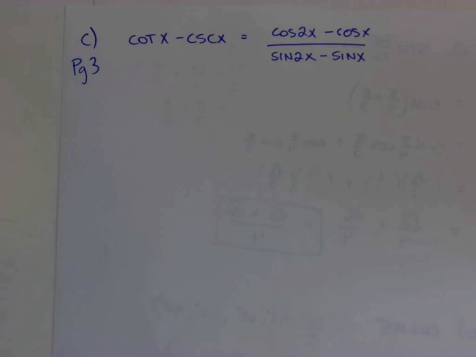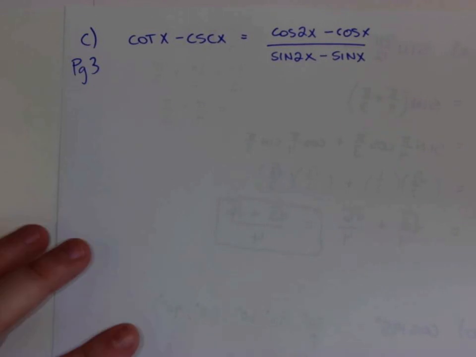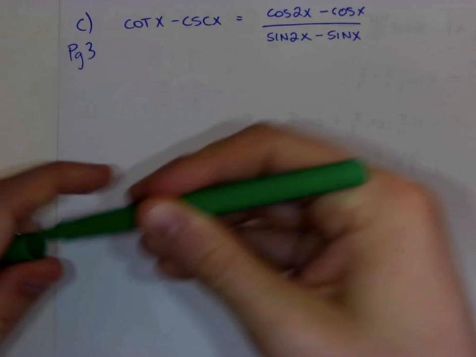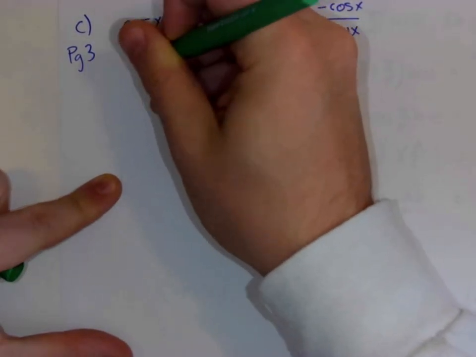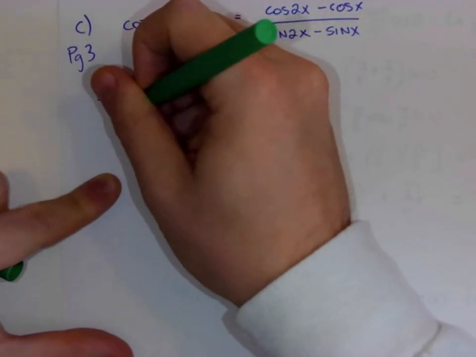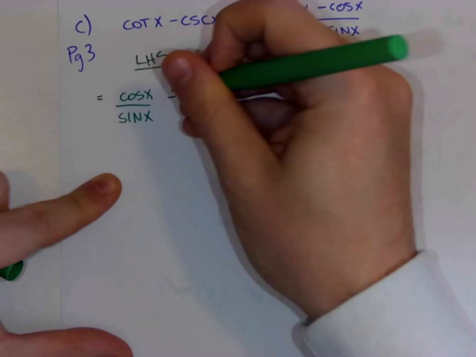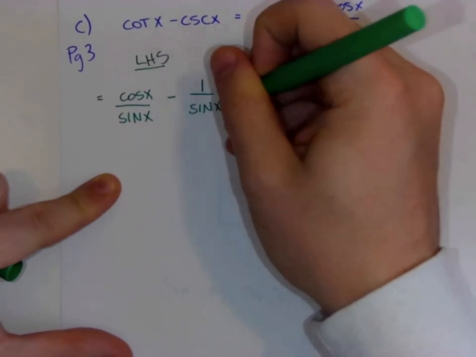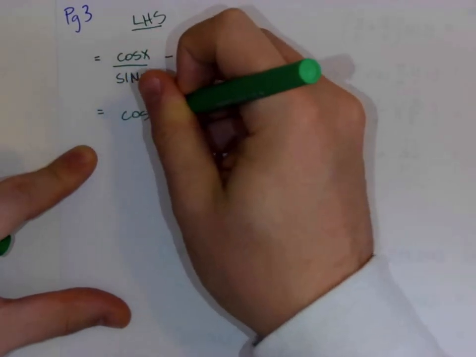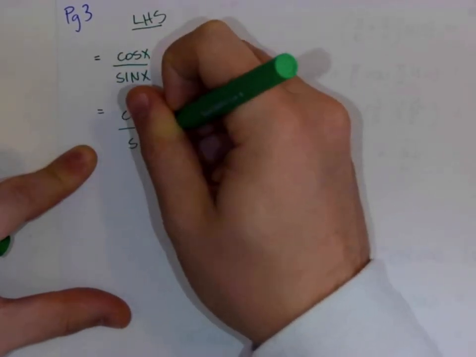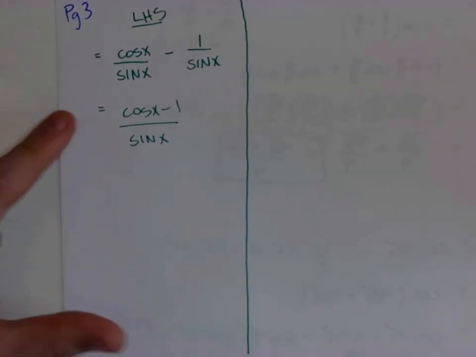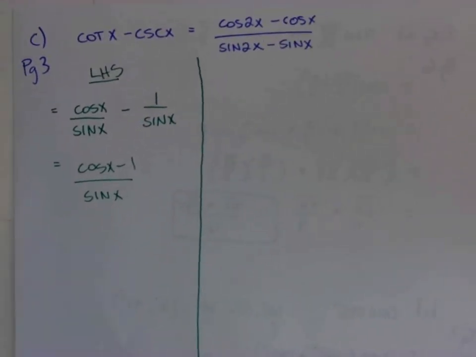Okay, so it's usually good to put everything in terms of sine and cosine. So before we deal with the more complicated right-hand side, I'm just going to change the left-hand side to be in terms of sine and cosine. So we're going to go cos x over sine x for cotan minus 1 over sine x. That is a common denominator, so I can put that as cos x minus 1 over sine x. And I will leave that side be for now.